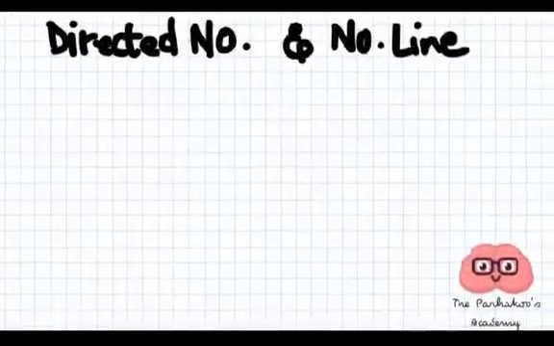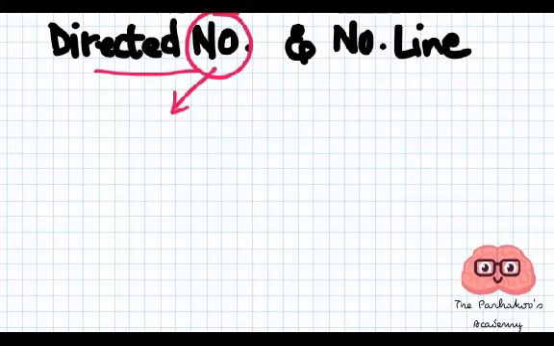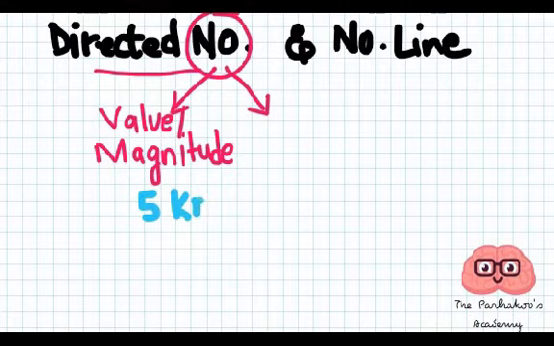Okay, so in this video, we are going to discuss directed numbers. Remember that a number has two important components. The first one is the value of a number, or in a more fancy term, magnitude. It's basically the value. For example, if something is 5 kilometers away, then 5 is the magnitude or the value, right?